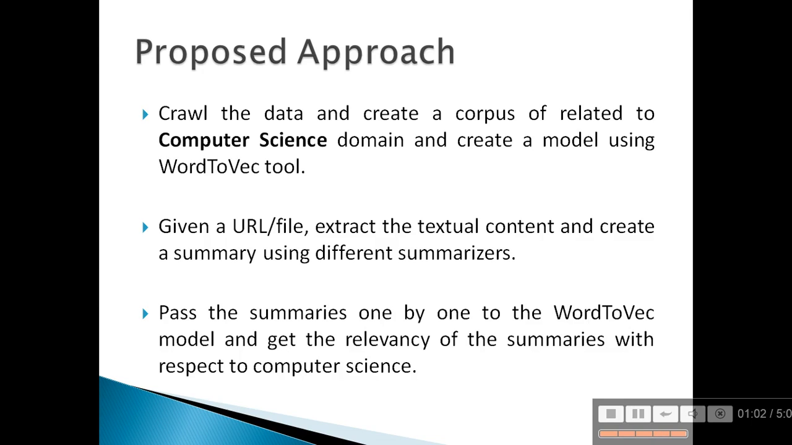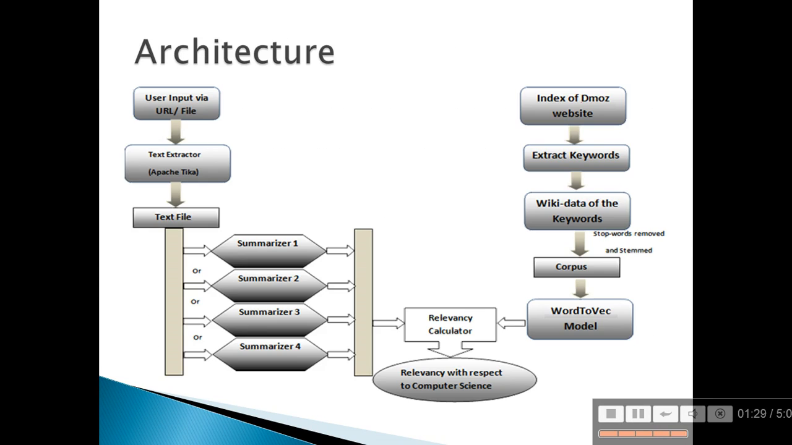On the other side, we were given a URL, or it can be a file of any type. Then we needed to extract the textual content out of it and create a summary using different summarizers. These summaries were passed to the word-to-vec model, and on the other side the corpus was being passed to the model, and the most relevant answers were got through the relevancy factor. That was the output of the model that we created.